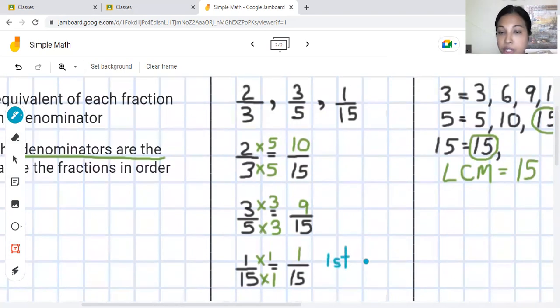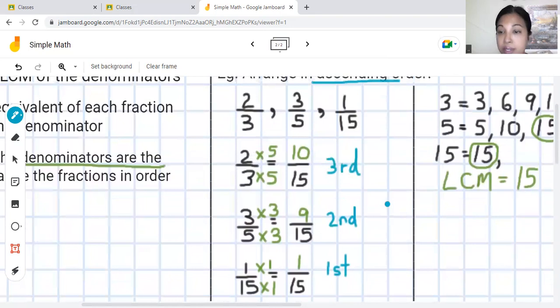The next fraction that would come after 1/15 would be the 9/15, because 9 is less than 10. So 10/15 is therefore the greatest or the biggest fraction. So this would be second, and here would be third, 10/15. All right. So it's easy as that.